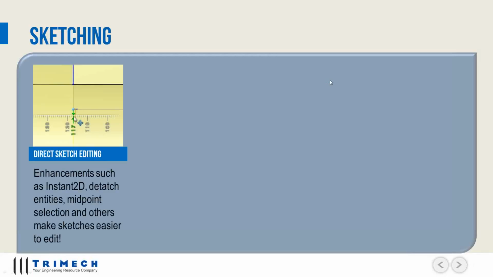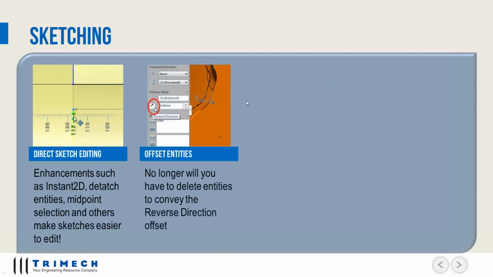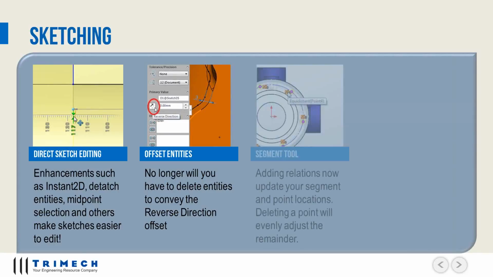So just as a review here, you guys saw the cool Instant 2D where you can use the scales to change the size of your sketches just like you can with Instant 3D. You can reverse the directions of offsets now. You no longer have to delete those entities and recreate the offset entities.